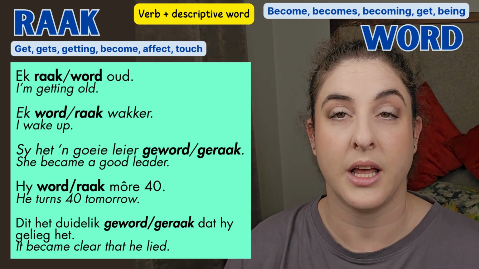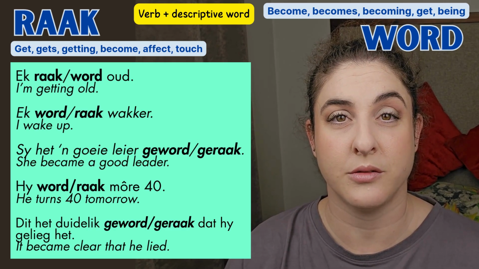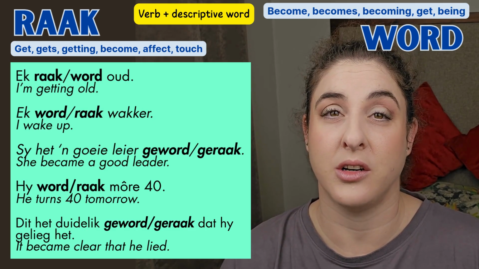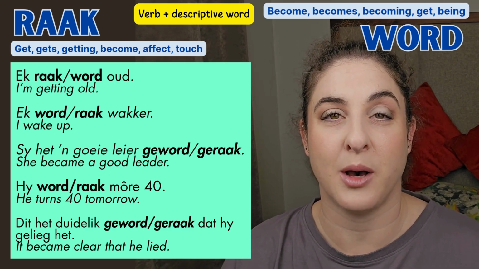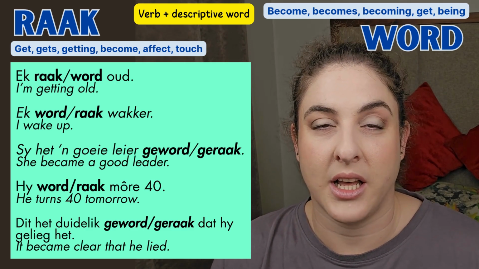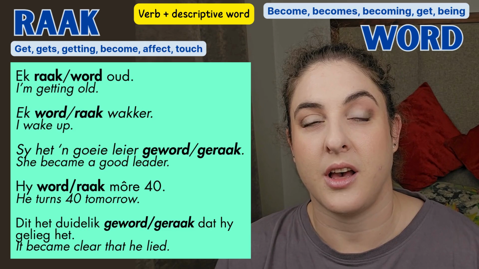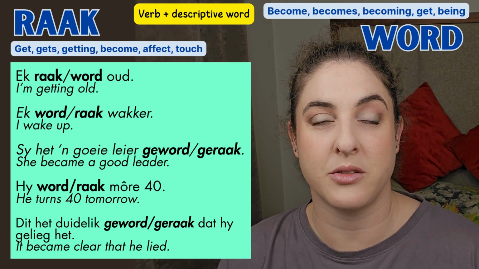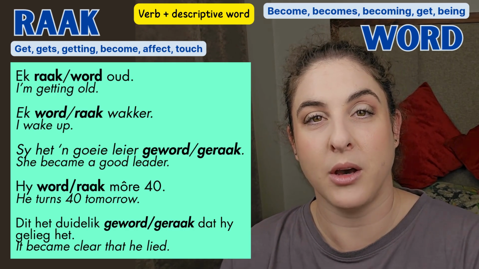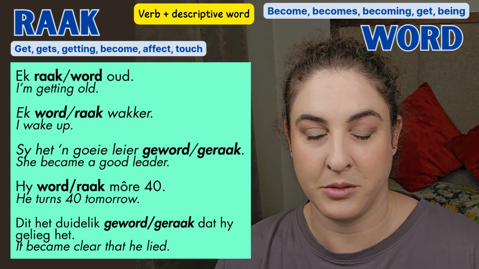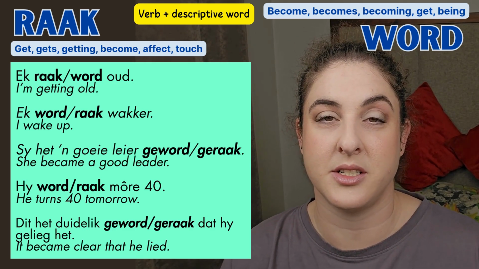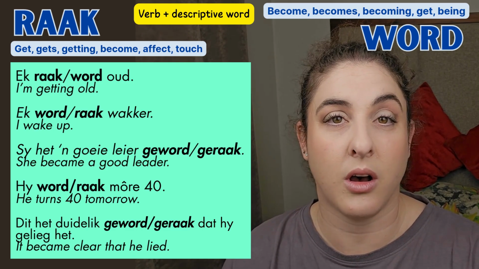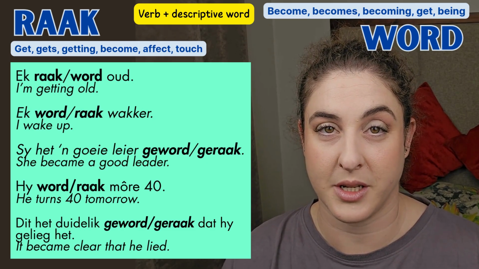Some more examples. Ek raak of word oud. I'm getting old. Ek word of raak wakker. I wake up. This is a little outlier where in the English, you don't have become and you don't have get. If you were to write the English sentence, it would be, I am becoming awake, but you don't. You just say, I wake up. And in Afrikaans, it's still ek raak wakker of ek word wakker. Al twee, both are acceptable.